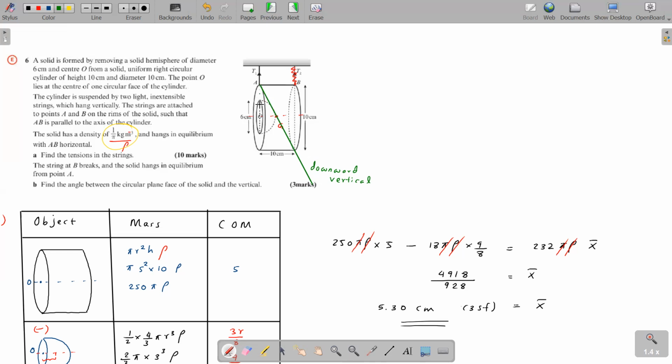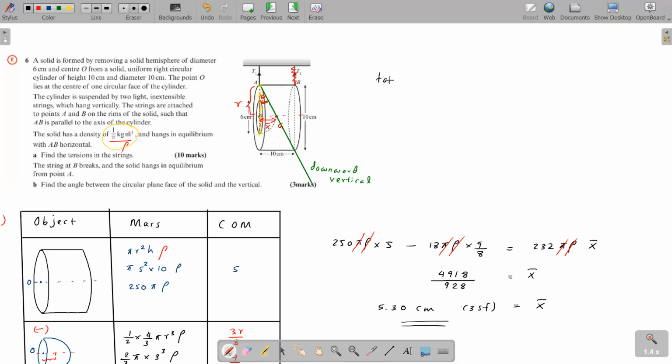The circular plane face is this one. Guys, can you see? This is the circular plane face, and the angle they are asking for is this one, right? This is the vertical and this is the circular plane face. They are asking for that angle. Can't you find that? You already know this is the x bar and this is the radius, right, guys?